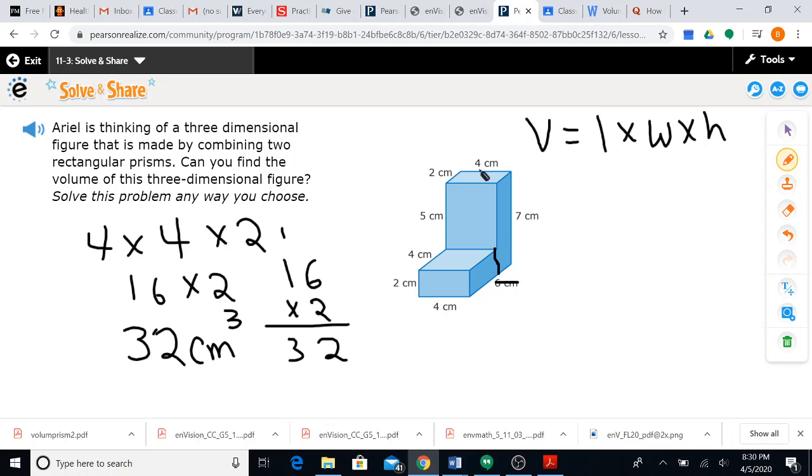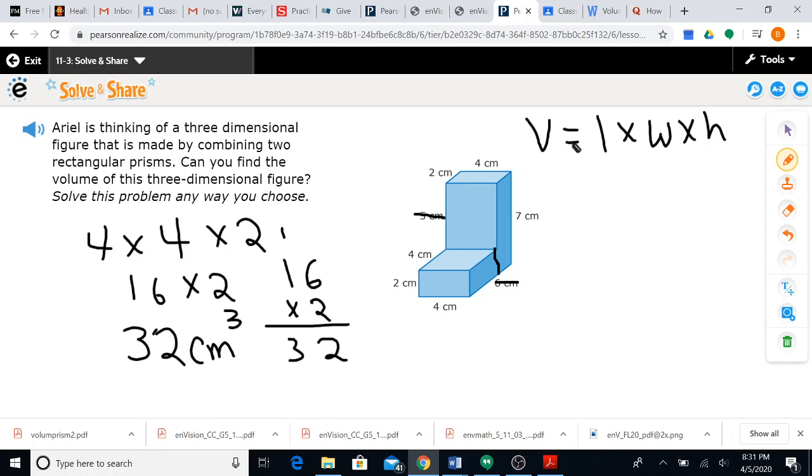I see that 4 centimeters is giving me the entire width of my prism. So I'm going to keep that. And 2 centimeters is giving me the entire length of my prism. So I'm going to keep that. 5 centimeters, however, it's only giving me a partial height. It stops right here, but the figure ends much lower. So I know I can go ahead and cross out 5 centimeters.